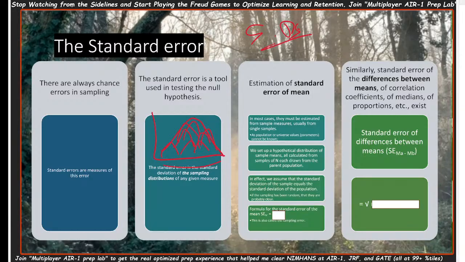Okay. So how do we say what is the standard error? So we just divide the SD of our sample by the square root of the total number of cases we have.